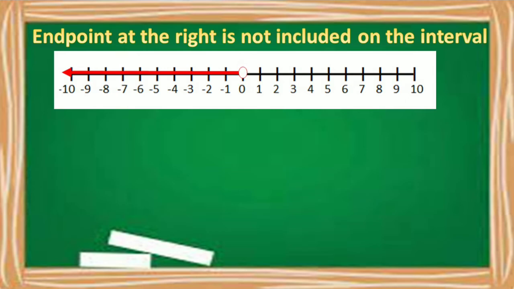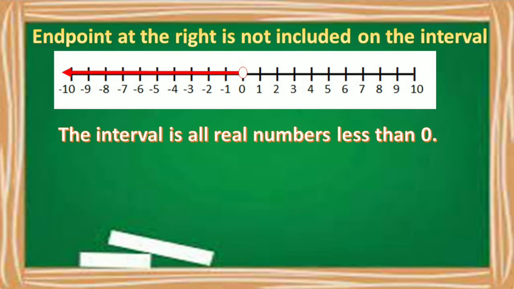Next, endpoint at the right is not included on the interval. The interval is all real numbers less than 0. In symbol, I equals open parenthesis negative infinity, then 0 close parenthesis.